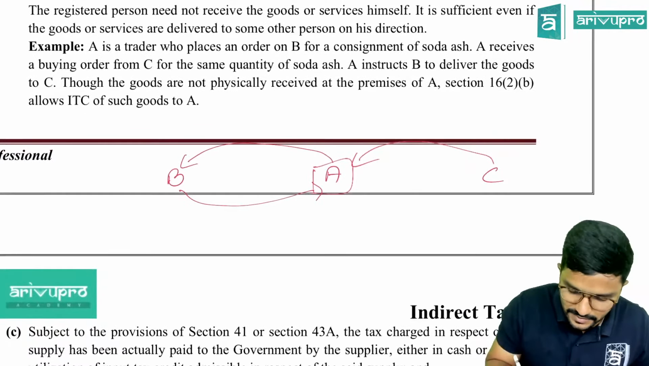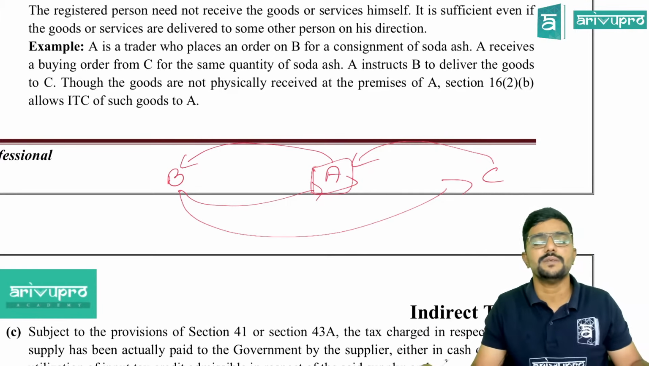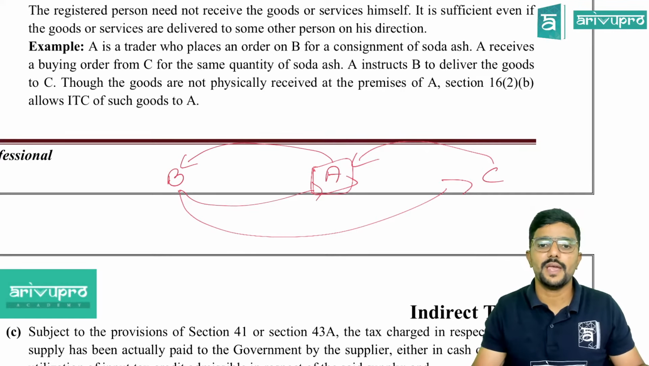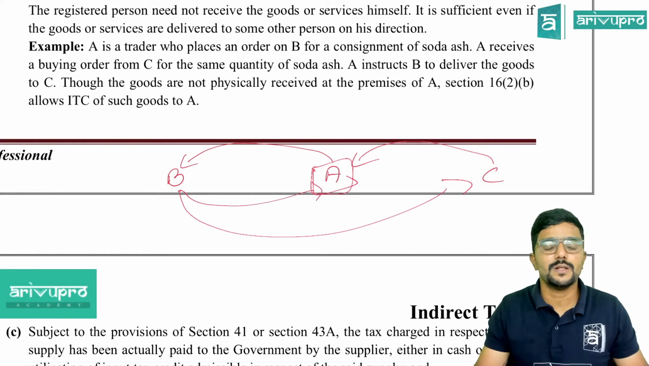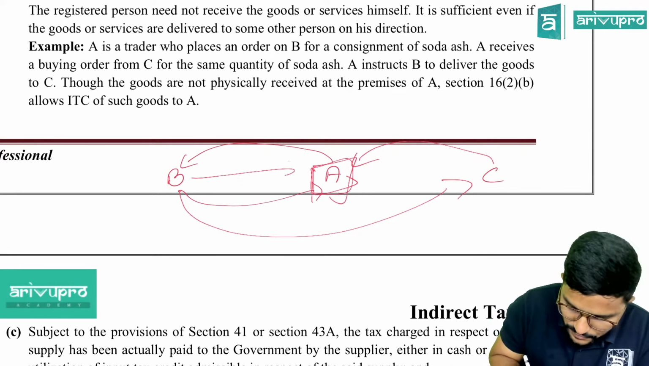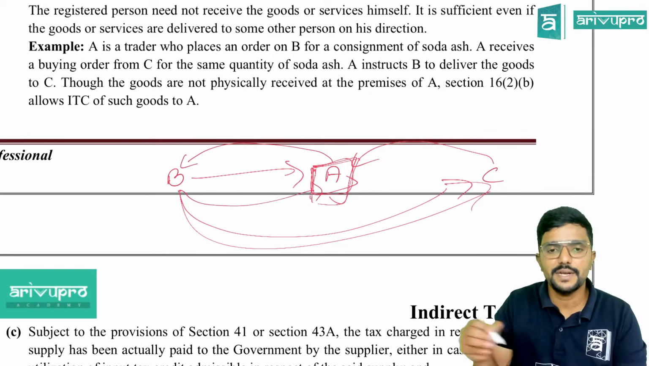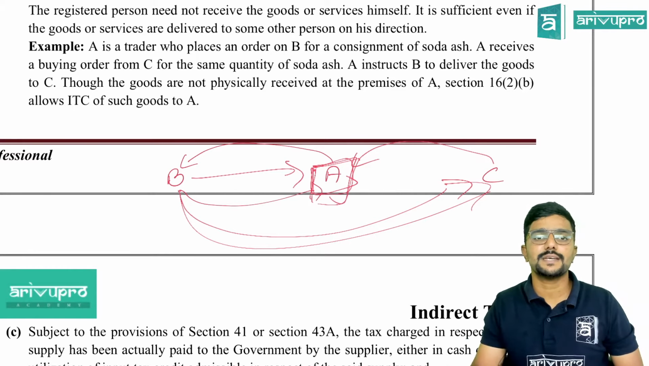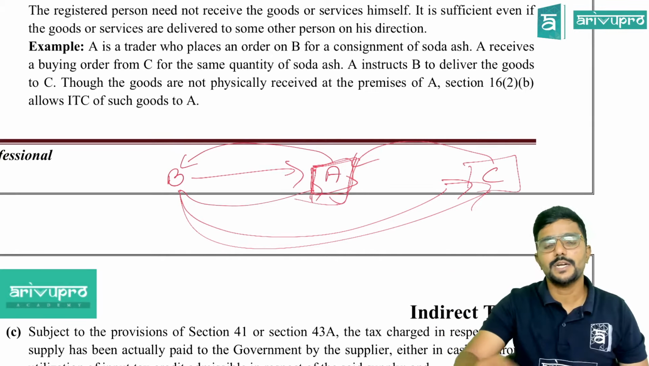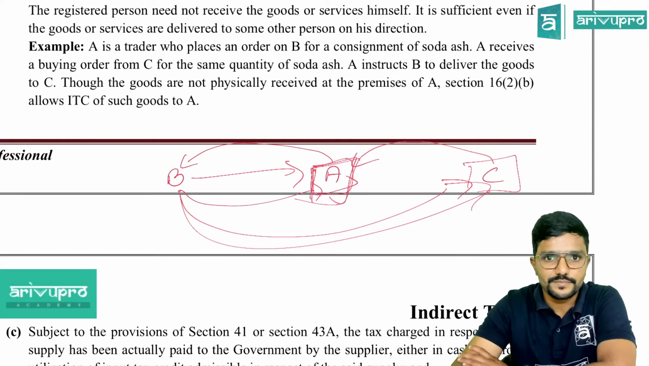Next, A instructs B to deliver the goods to C. A is telling, hey B, don't deliver the goods to me. Whatever I am purchasing from you, straight away deliver it to C. Though the goods are not physically received at the premises of A, Section 16(2)(b) allows ITC of such goods to A. Now A is the person who has purchased the goods from B. It might be delivered to C, but still, who is the deemed recipient? A. Can A claim the input tax credit? Yes. Even though the goods are received by C, it is deemed that they are received by A, and A can claim the credit of it.